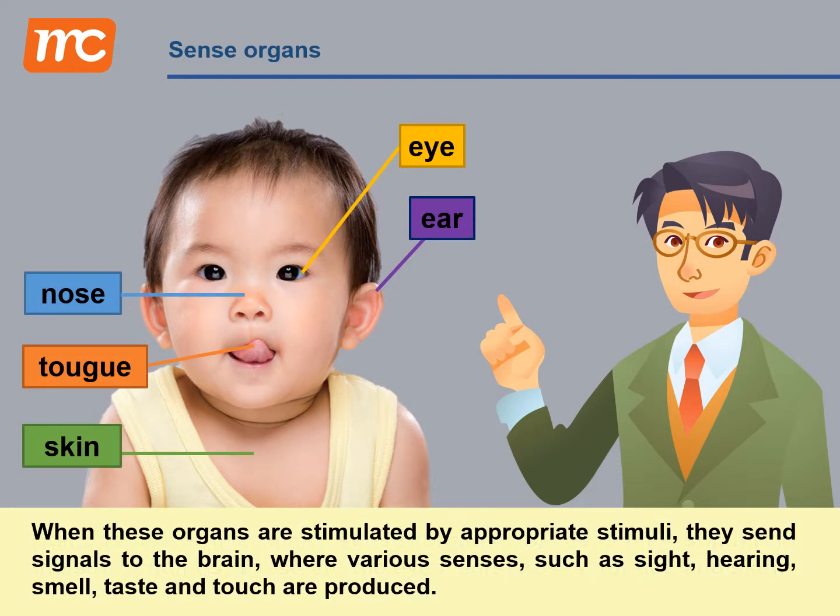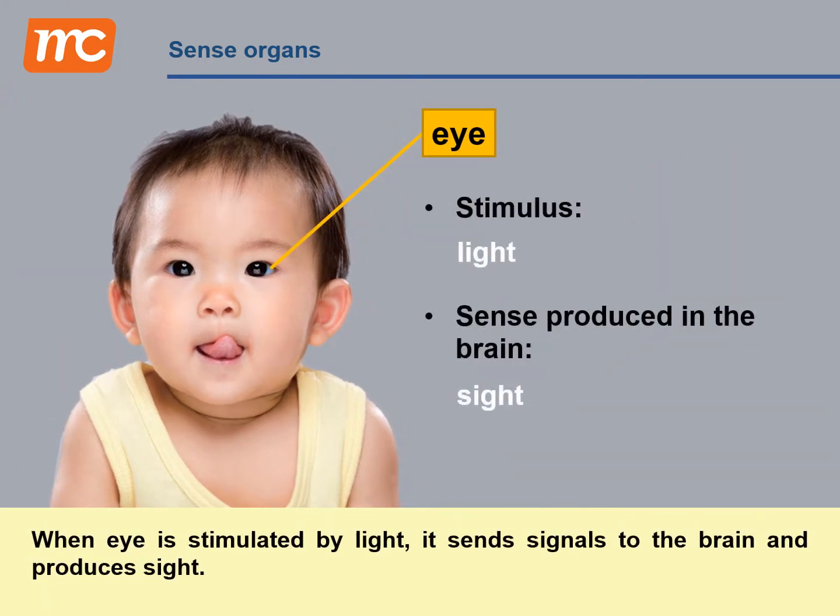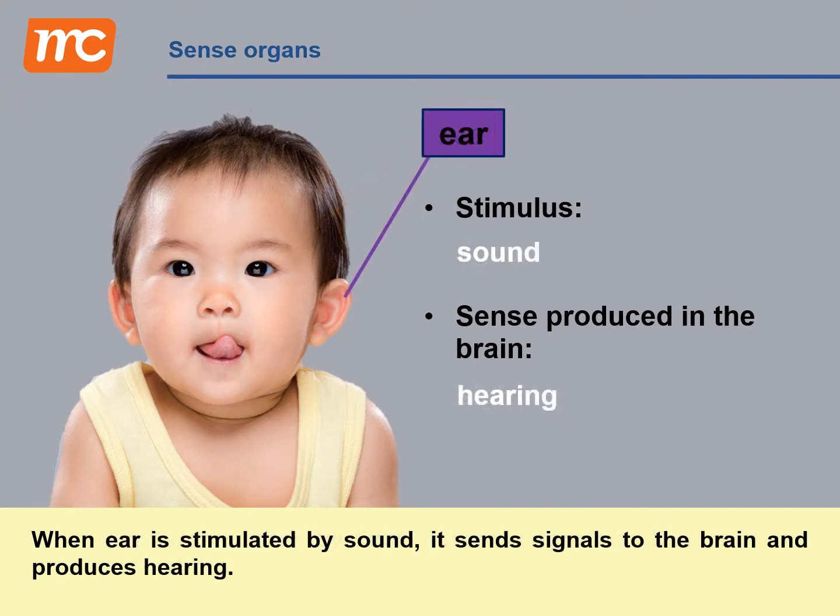When these organs are stimulated by appropriate stimuli, they send signals to the brain, where various senses, such as sight, hearing, smell, taste and touch are produced. When the eye is stimulated by light, it sends signals to the brain and produces sight. When the ear is stimulated by sound, it sends signals to the brain and produces hearing.